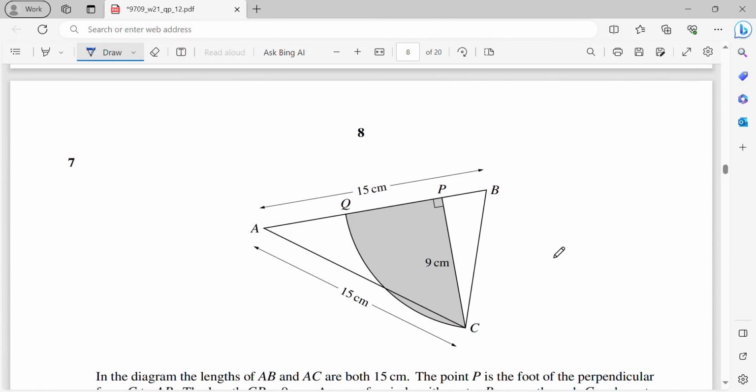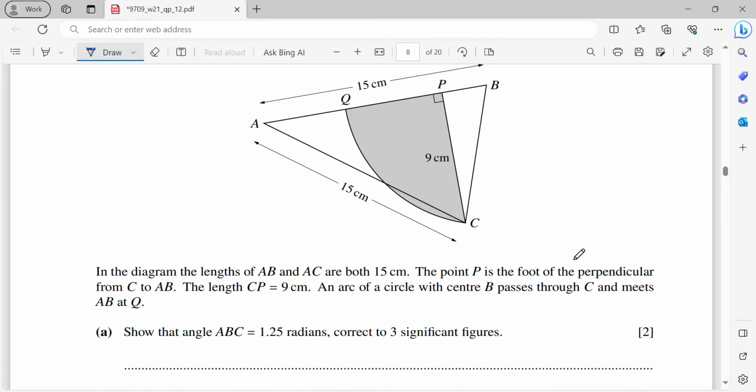Okay, so now for question number 7. In the diagram, the lengths of AB and AC are both 15. Here, both 15. The point P is the foot of the perpendicular from C to AB. So this is C, here is AB. That means here is 90 degrees. Now the length of CP is 9. And an arc of the circle with center B passes through C and meets AB at Q. That means this is the sector with center B.